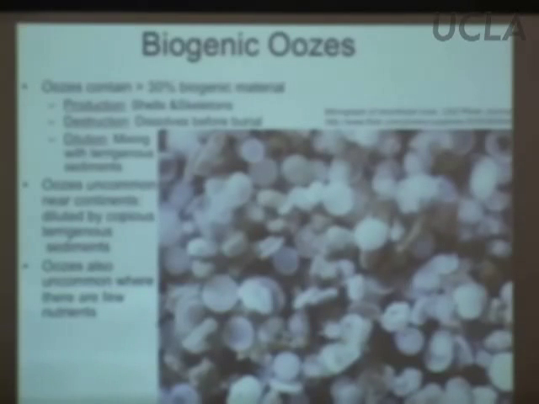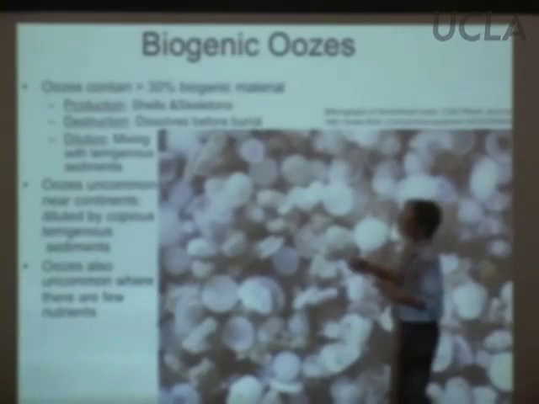Okay, so in terms of overall sediment classification, we consider a sediment to be a biologically dominated sediment, or an ooze, in the open ocean if it contains at least 30% biological material, roughly a third. And what controls whether a particular area of the seafloor has that high a concentration of biological material? Well, it's going to have to do with a few things.